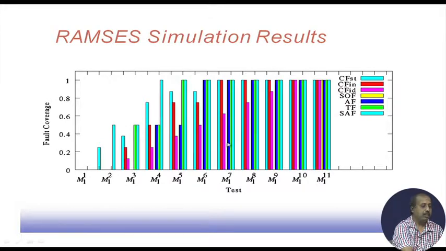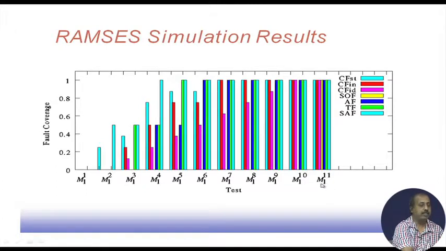So, different color bars are identifying them. Interestingly, as you increase the length of the test, the number of read write operations that you do, more and more faults will get covered. So, when we come to this M111, you see that is the number of read write operations, 11. At that point all the faults are getting covered. Okay. So, you have reached 100% coverage. So, we can stop at this point.